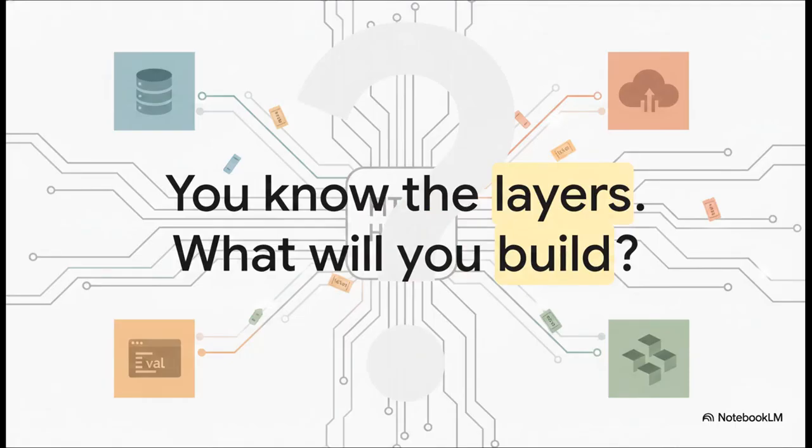Well, we've traveled all the way from a basic val declaration, straight through the pristine domain boundaries, across the HTTP network, down into the atomic database transactions, and all the way back up to the reactive Compose UI. You now have a rock-solid mental model of this entire full-stack architecture. The only question left is, you know the layers, now what will you build with them?